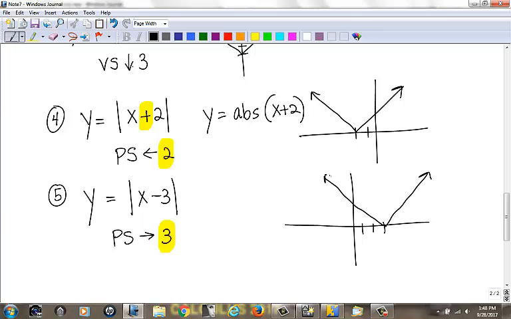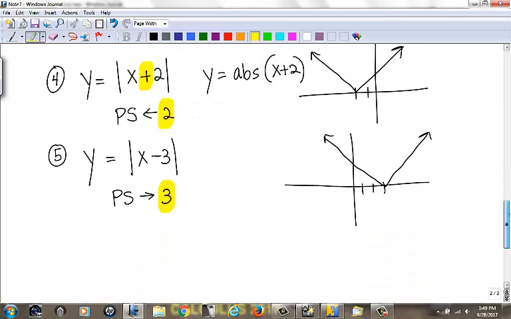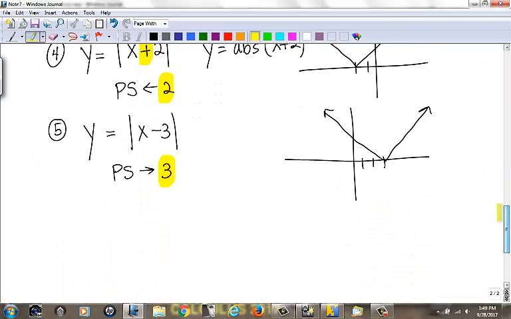Okay. So you have to keep track of, is the number on the outside? If that's numbers on the outside, it's a vertical shift. If the number's on the inside, it's a phase shift left or right. Okay?